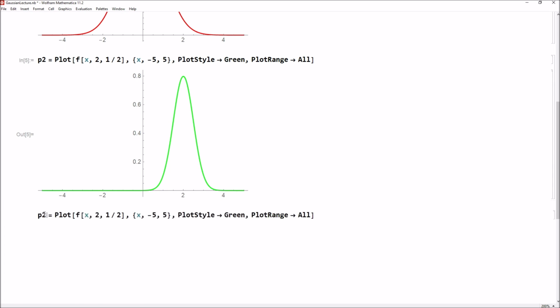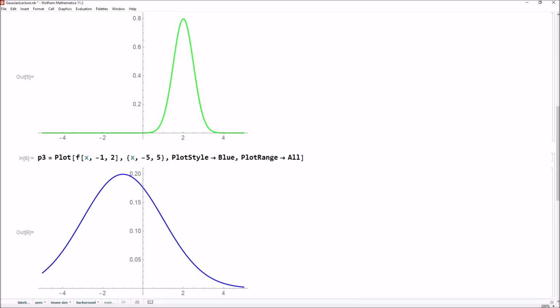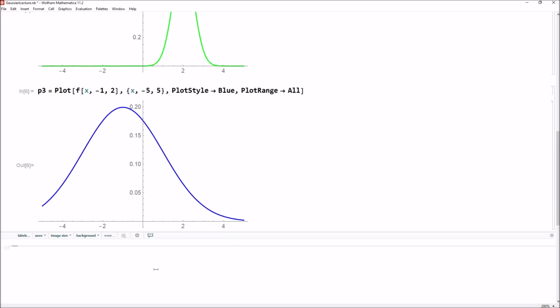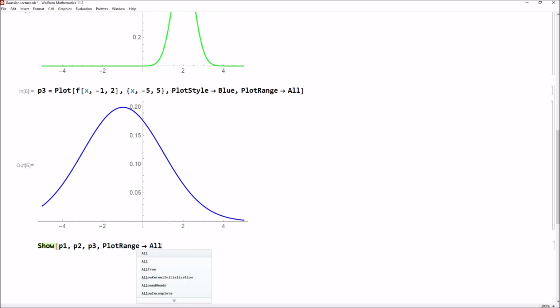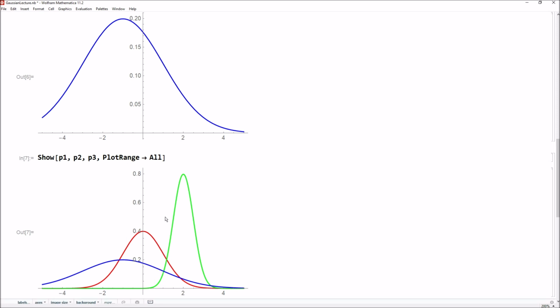So let me make one last, third plot. And here, let's move the mean to the negative side, how about -1? And let's increase the standard deviation to, say, 2. We'll plot this one in blue. There's P3. Now let's plot all of them together so we can compare. I want to show P1, P2, P3, and let's have the plot range be all so we can see everything together. Okay, so if I shift enter that, here we go.